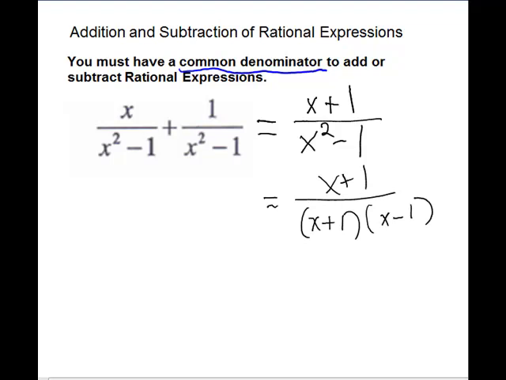And then you can simplify. The x plus 1 will divide out. Remember, when everything divides out of the numerator, it goes 1 time. So we have 1 over x minus 1.